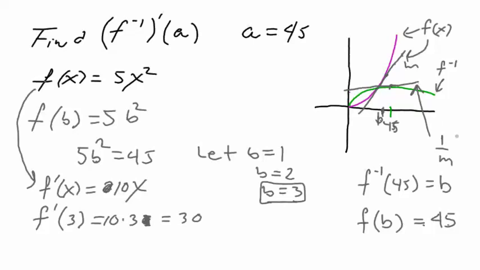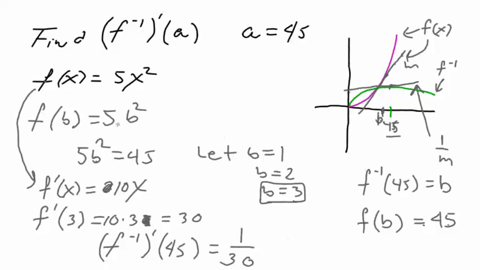All right, the slope of this tangent line, remember, is 1 over m, and if this was m, then this is going to end up being f inverse, the derivative. Remember, that gives us the slope of this tangent line right here, and we're evaluating it at 45. So let's go ahead and put 45 in for a, and that's equal to 1 over 30. 1 over 30. Okay, so it's not too bad.